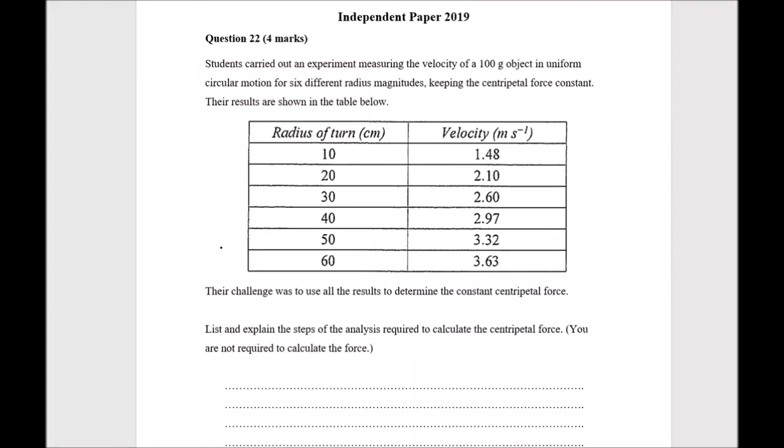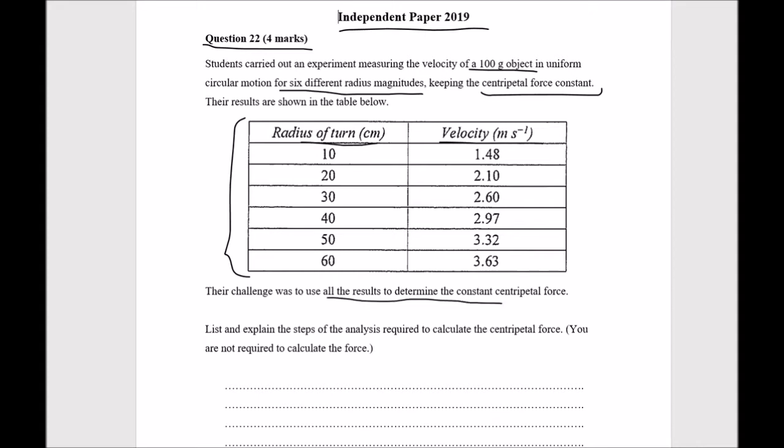Alright, so we are doing the independent paper 2019, question 22, worth full marks. In the question, it says students carried out an experiment measuring the velocity of a 100-gram object in uniform circular motion for 6 different radius magnitudes, keeping the centripetal force constant. So here we have a set of data, the radius of the turn and the velocity. Their challenge was to use all the results to determine the constant centripetal force.